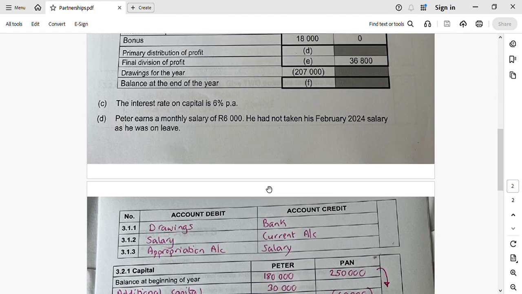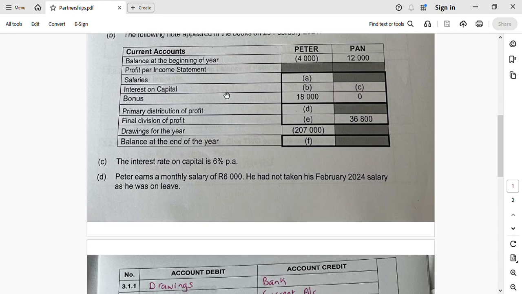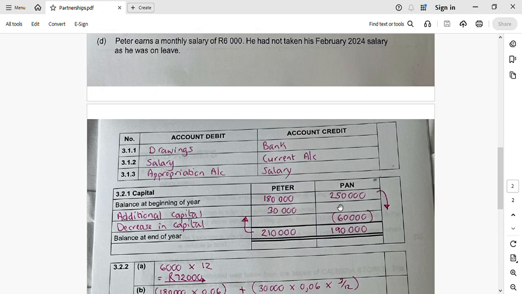And then it says Pan had decreased his capital by 60,000, but this was not recorded. So in other words, this capital hasn't been decreased yet. So that will be the opening balance. You will decrease the capital here by 60,000 and work down to get to the 190,000.